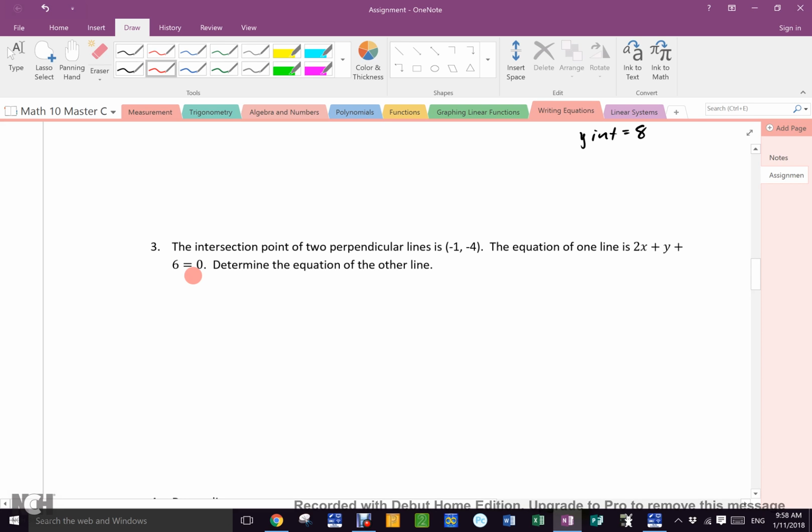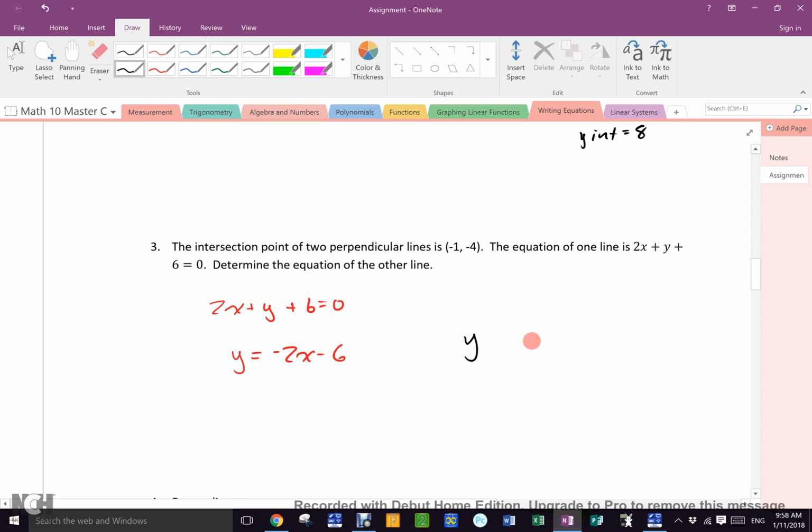They don't intersect at the y-axis, but they do intersect at the same point. So can I do the same thing but with point-slope form? Yeah. I know that the first line is 2x plus y plus 6 equals 0. Yes? So that guy is y equals -2x minus 6. Yeah? The other line has the perpendicular slope to that. So what's the other line?